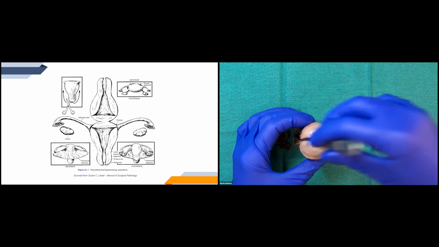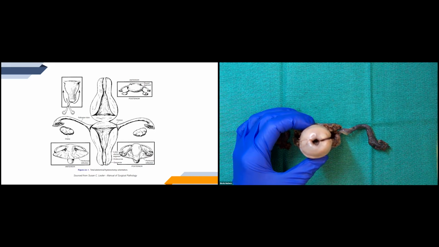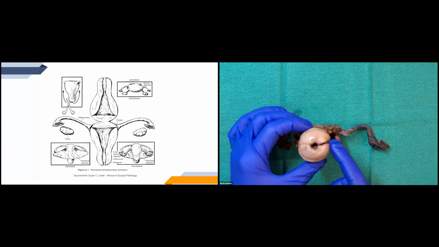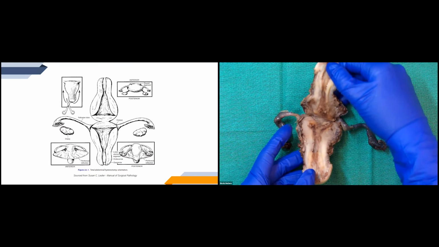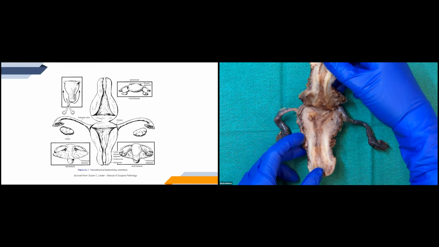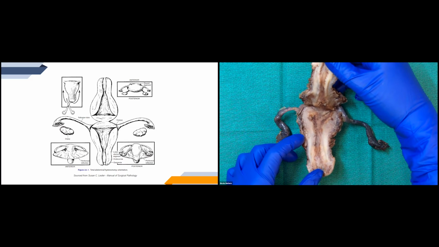Another way to do it would be taking scissors and putting the scissors into the external os and then cutting along the lateral sides here. Either way, you just want to be able to expose that endometrium to formalin to allow it to fix properly.